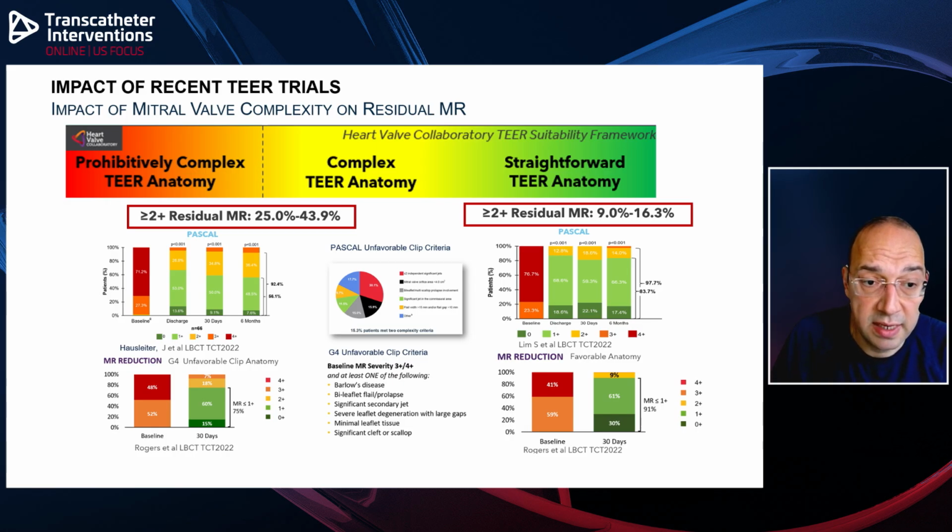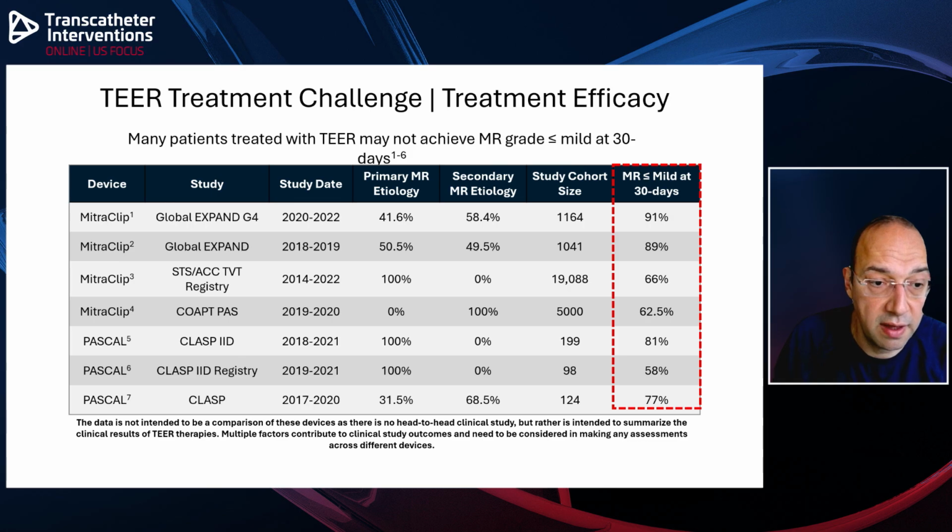it is not as high as you achieve with a straightforward TEER anatomy, where the MR reduction to 2+ or less is achieved in 90%-plus of the time. Nonetheless, the MR reduction, the durability of the results, as well as the improvement in LV hemodynamics and quality of life, are really positive signs to support the use of TEER and the durability of that therapy.